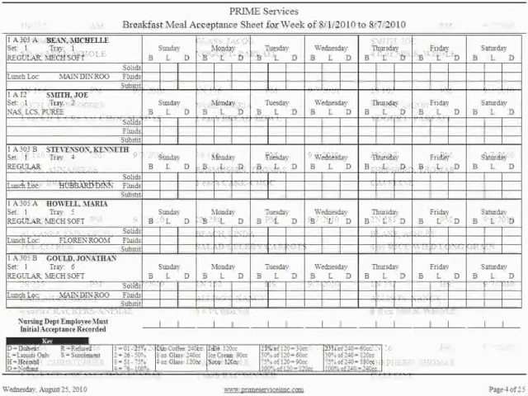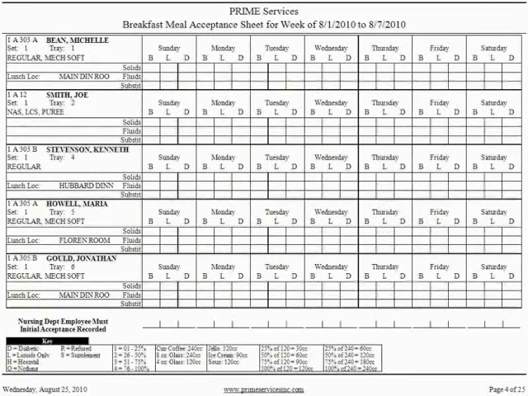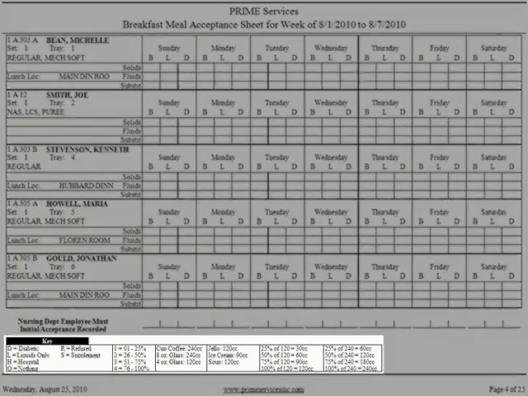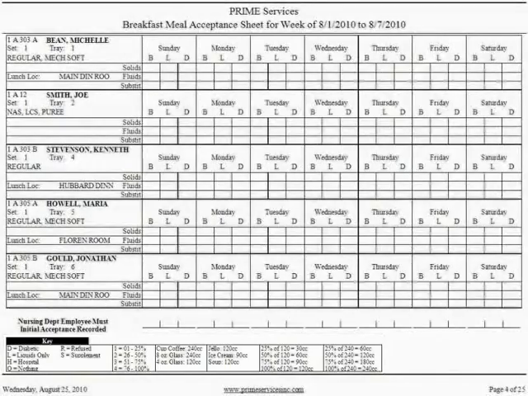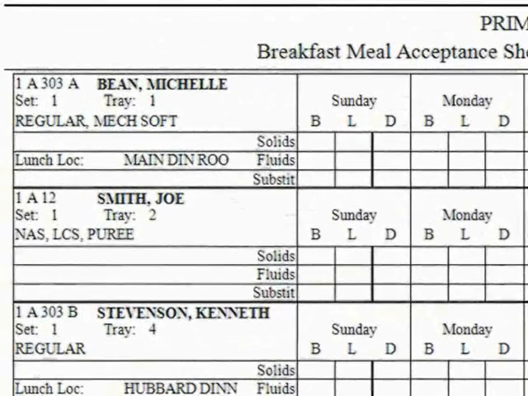Next, let's move on to the meal acceptance report. This report can be printed out and distributed to your staff as a way of monitoring the food intakes using the key at the bottom. For example, if Joe consumed 75% of his salads on Monday morning, you would write in 3. And if he consumed 50% of his fluids, you would write in 2.